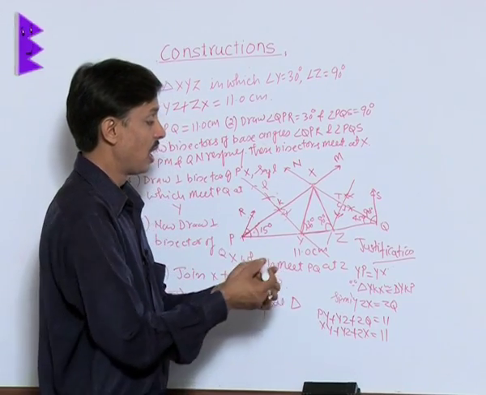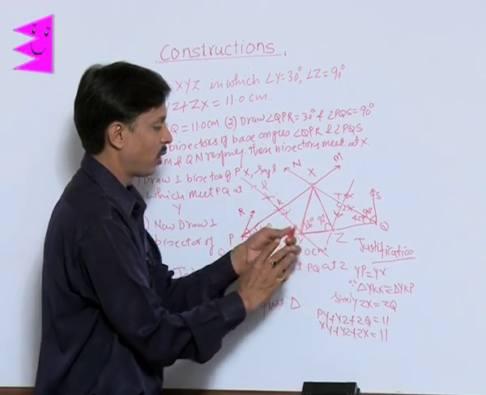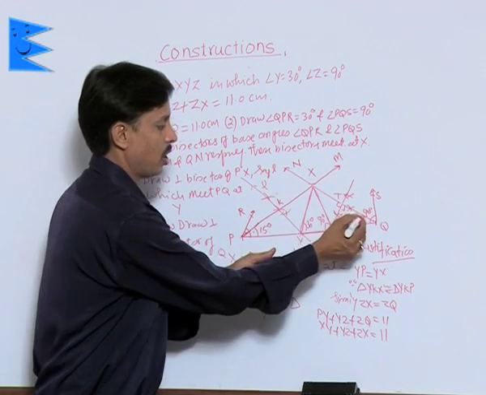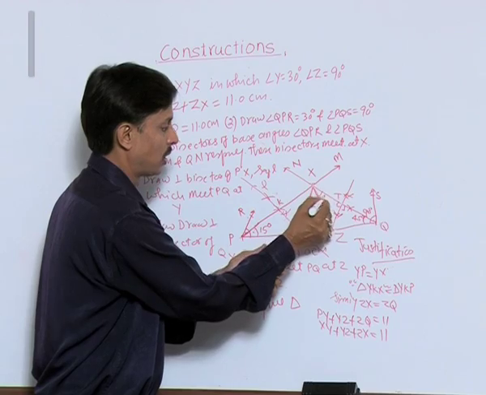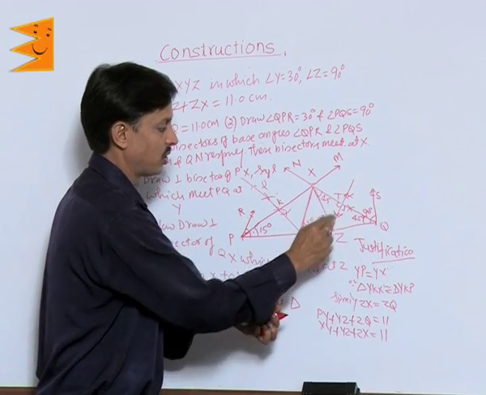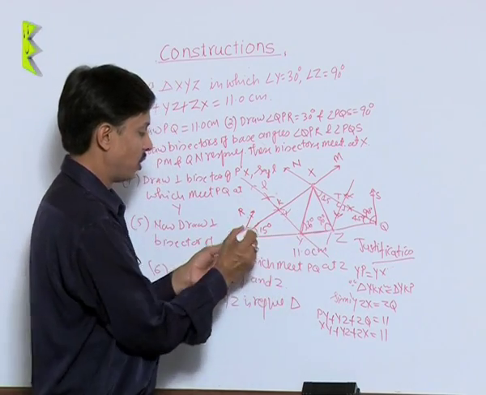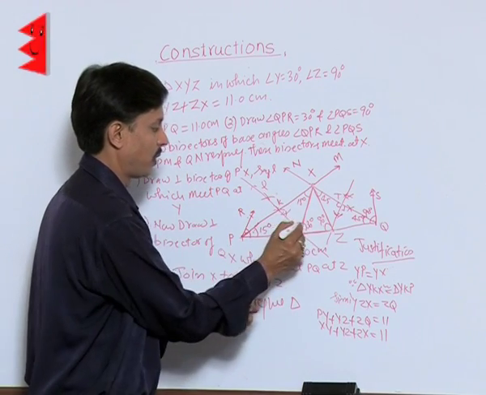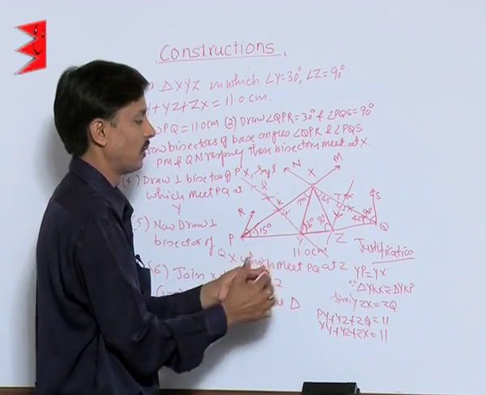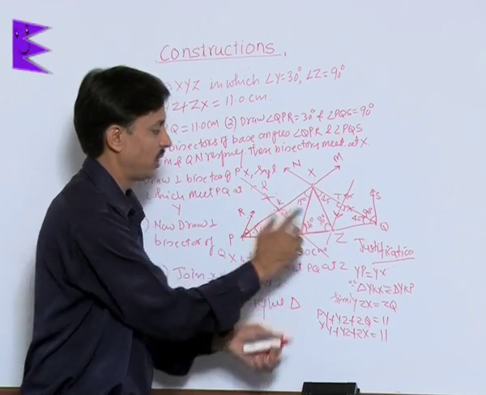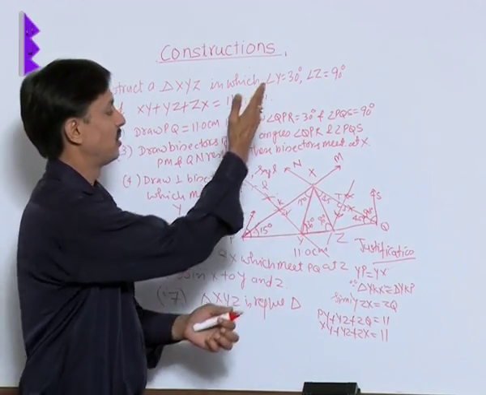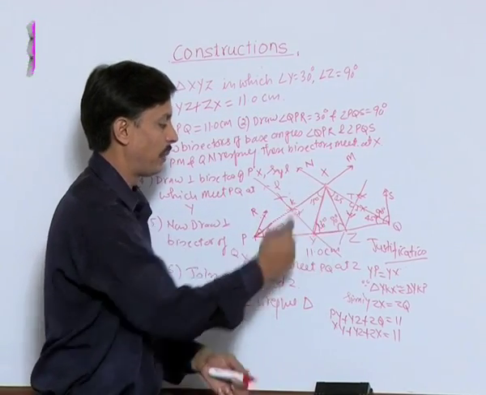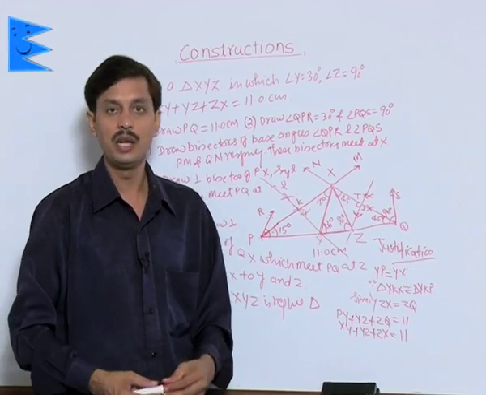One thing is clear. Next, this angle is 90 because this is an exterior angle and it is the sum of this angle and this angle. This is 45 and this is 45 because of the congruency, so this angle is 90. This is 15 and this angle is 15, so by the exterior angle property of a triangle, this angle will be 30. So triangle XYZ satisfies all the required conditions. Base angles are 30 and 90 and the perimeter is 11 centimeter.